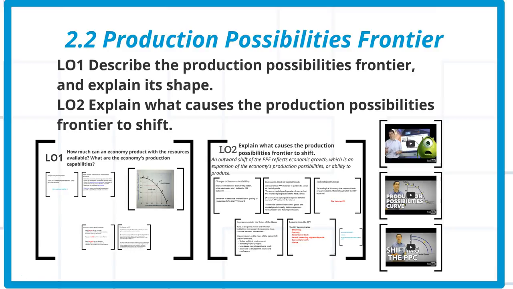So we just have two learning objectives. First of all, we're going to describe the production possibilities frontier and explain its shape. And then we're going to explain what causes the production possibilities frontier to shift. And then we have actually 3 really good videos that are in your syllabus to watch. And then when we get to this slide right here, I'm going to tell you to go to the textbook, and their little blurb on how the graphs work is really, really good.